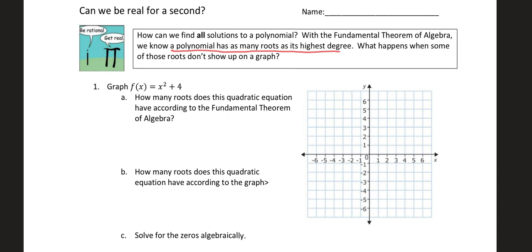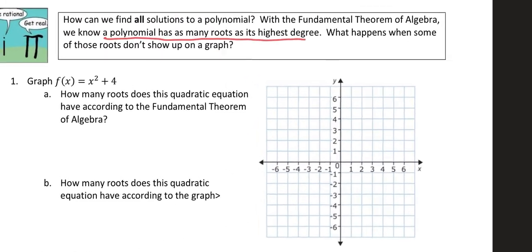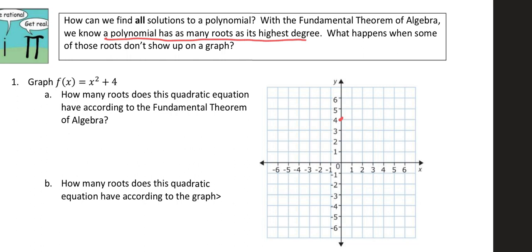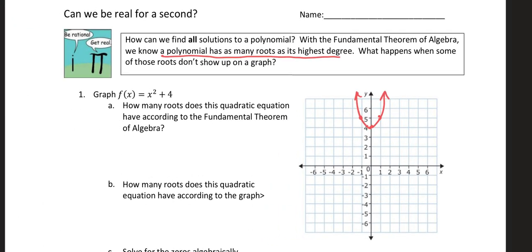So number one says graph x squared plus 4. That means we have a quadratic shifted up 4. So it's going to be 0, 4, and then we draw our quadratic. All right, and then it says, how many roots does this quadratic equation have according to the fundamental theorem of algebra, which we just read? It has as many roots as its highest degree. So our highest degree is 2, so we should have 2 roots.